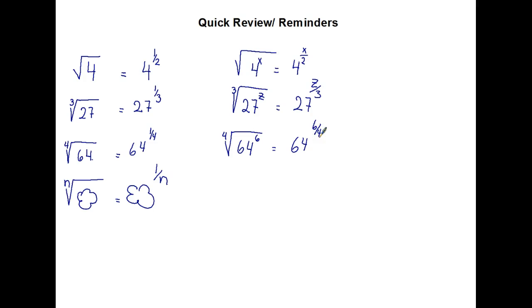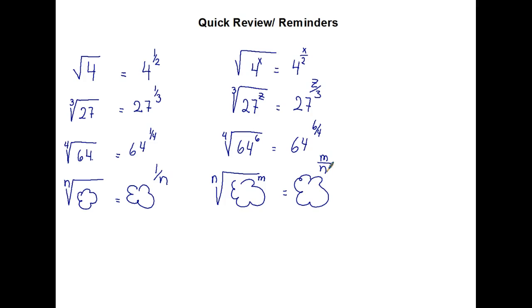Okay, you can always simplify the powers. So the general rule is any number or expression to the power m under the nth root equals the same number or expression to the power m over n. Again, this applies to numbers and expressions.